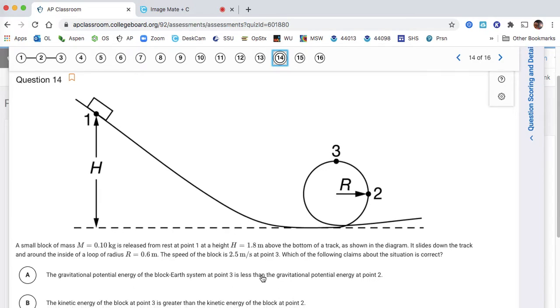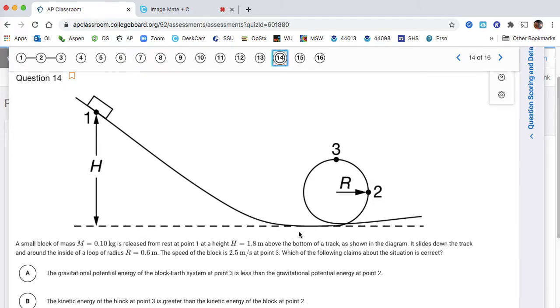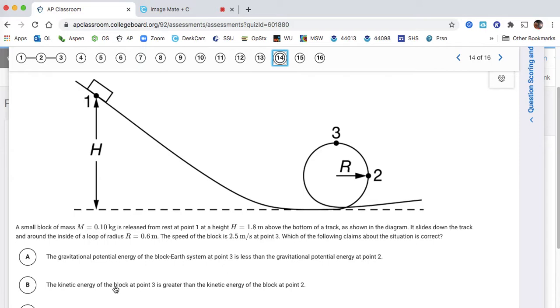Let's see what we're after here. Gravitational potential energy, block-Earth system at point 3 is less than at point 2. No. The PE is less at 3 than 2? No, the PE is more at 3 than 2. A is not our answer. I don't like it. The K of the block at 3 is greater than the K of the block at 2. The K of the block at 3 is greater. No, definitely not. It's definitely not B.